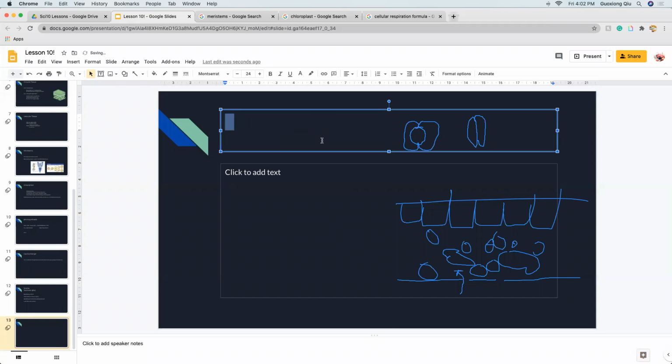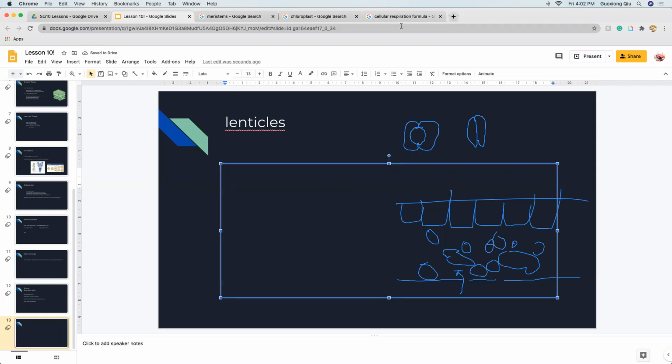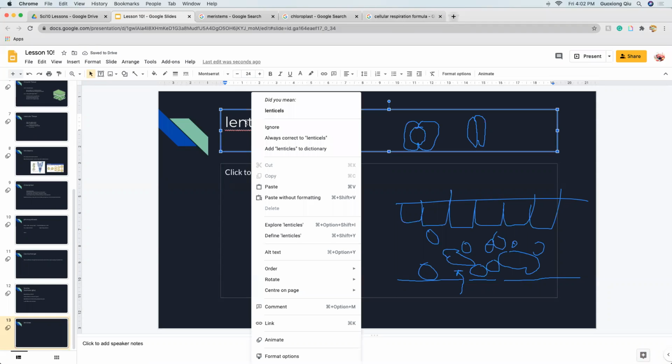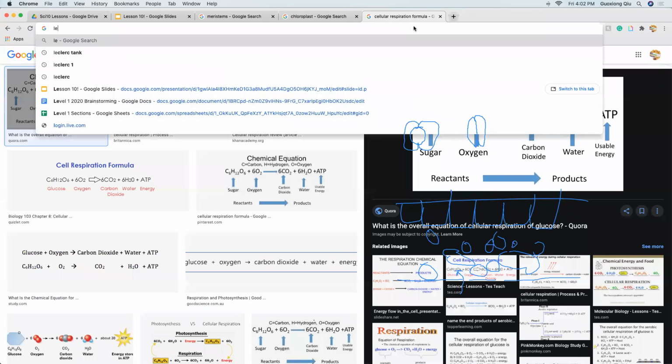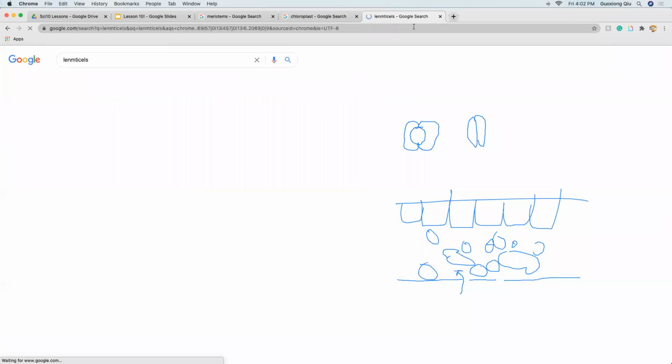Moving on. Next, we have lenticels. Well, easy. Apparently, I spelled it wrong. Lenticels. All right. My teacher spelled it wrong.